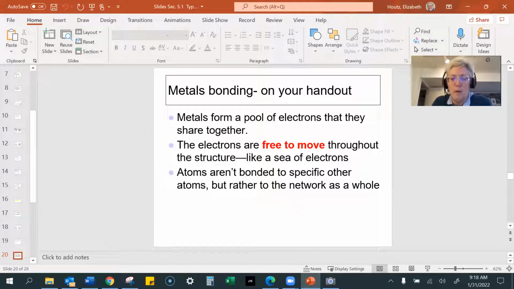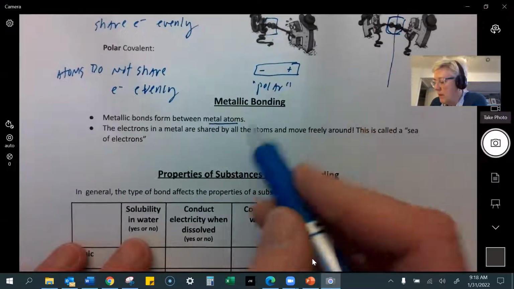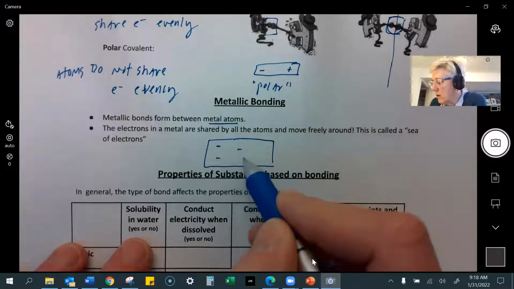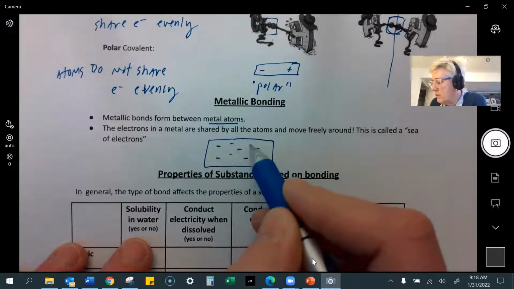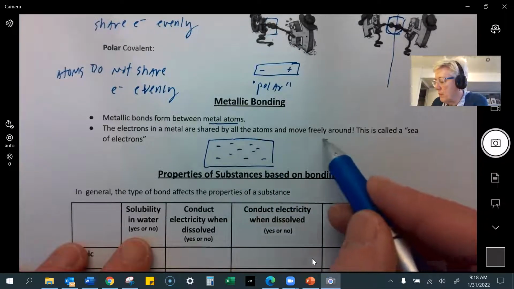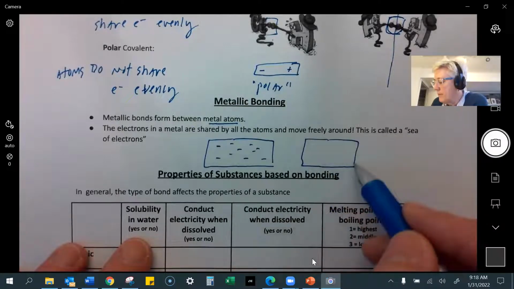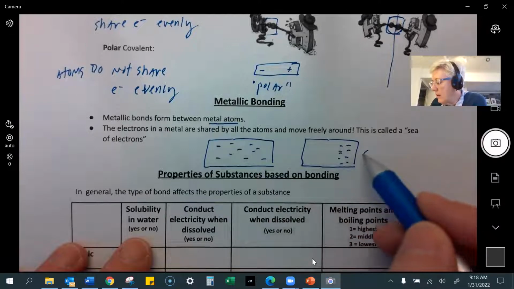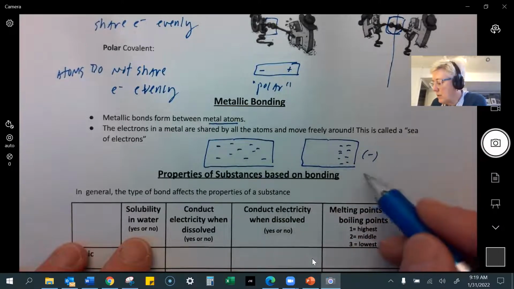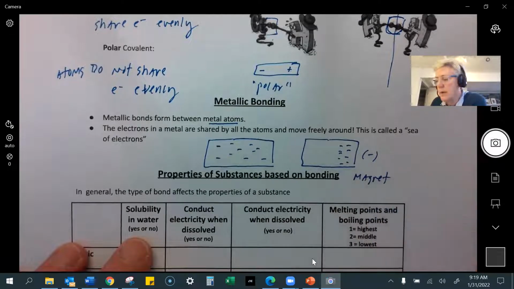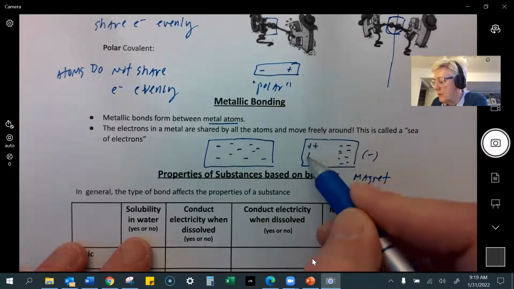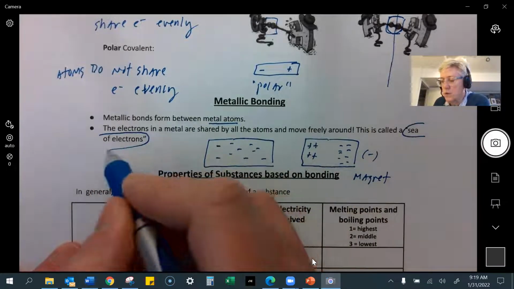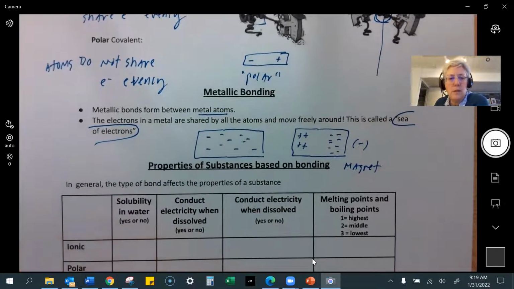So if I had a piece of metal, let me go back to my paper. If I had a piece of metal, let's say a piece of copper, the electrons of all the copper atoms in there are just floating around, okay? And that's why sometimes metals can be magnetized. If all the electrons get pulled to one end, we'd have a negative end, which would be like a magnet, okay? And then the other end would be left more positive, all right? But in other words, all you really need to know for metals is that these electrons are free floating, and it's called a sea of electrons.